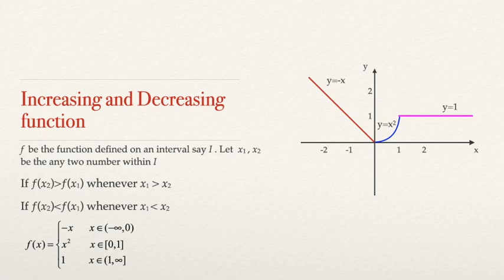As I have already told the definition of increasing and decreasing, we can see when you move from left to right, the function is strictly decreasing in an open interval from minus infinity to 0. Then the function is strictly increasing from 0 to 1, and then from 1 to infinity the function is neither increasing nor decreasing.